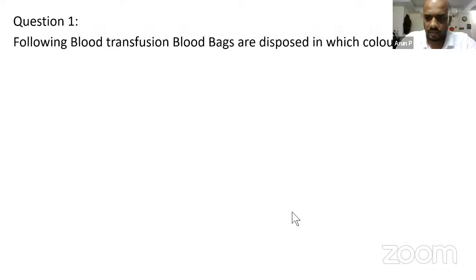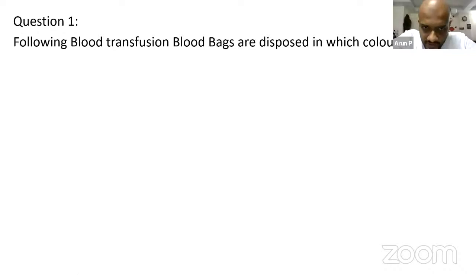So now we'll go to the question answer session. The first question: I hope everybody is able to see it. I'll just minimize my screen. Following blood transfusion, blood bags are disposed in which color bag? Nowadays questions will not be asked directly like this. It will be a scenario based question. So how will you convert this into a scenario based question?